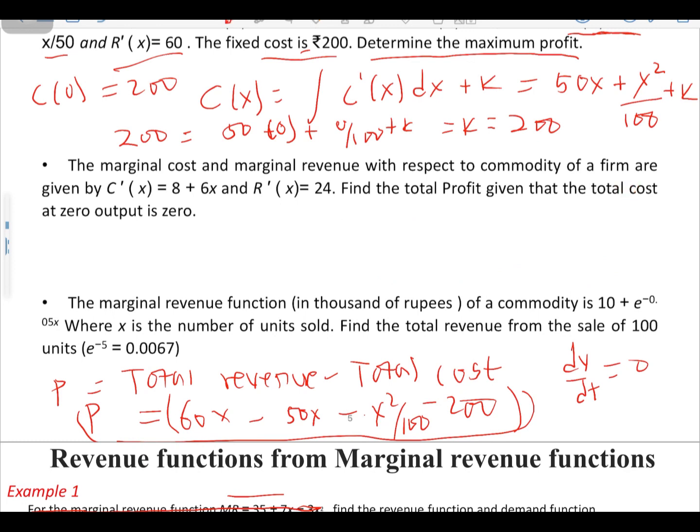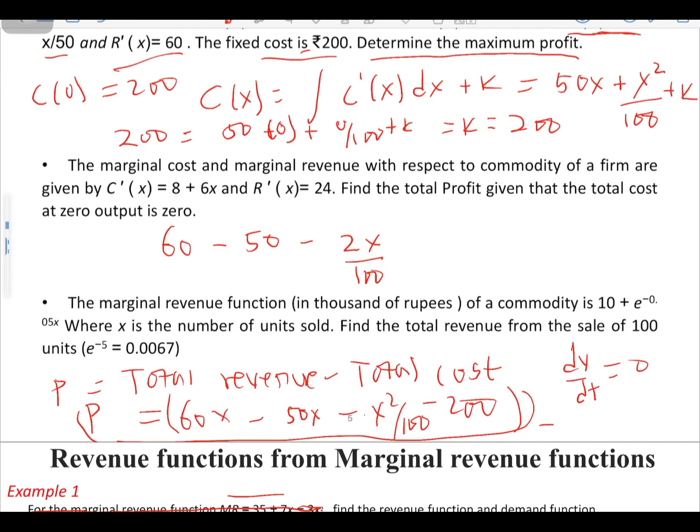So when we differentiate this, if we were asked to calculate the total profit, we are done with it. But we were asked to calculate the maximum profit, and therefore the total profit that we get, we differentiate. When we differentiate, we are going to get 60 minus 50, and then minus 2x over 100, and then the differential of 200 will give us 0.